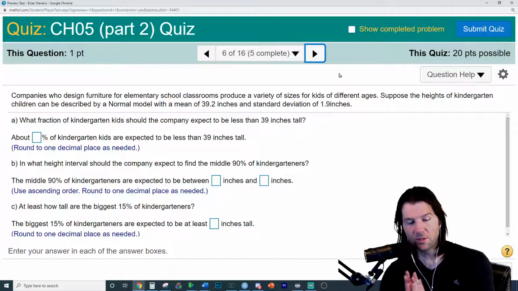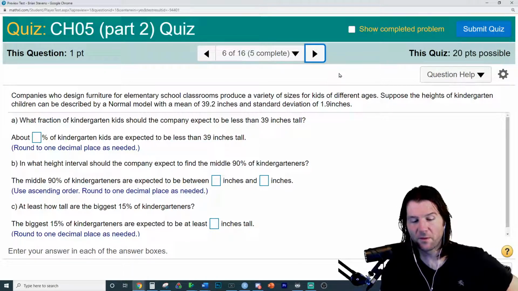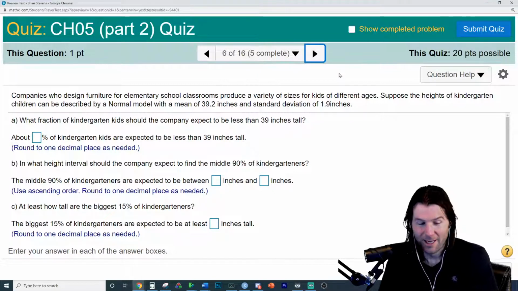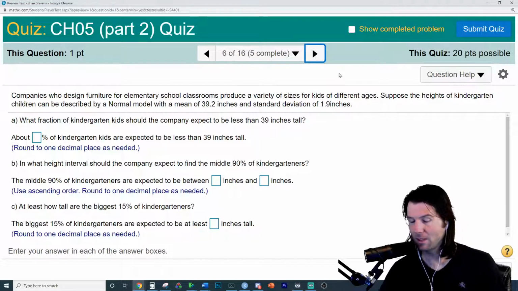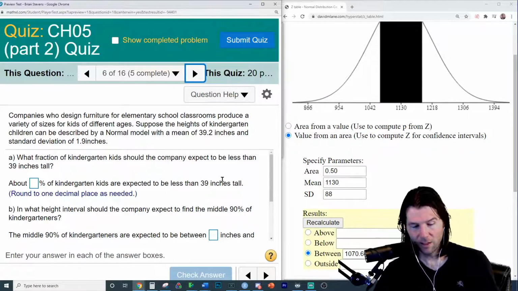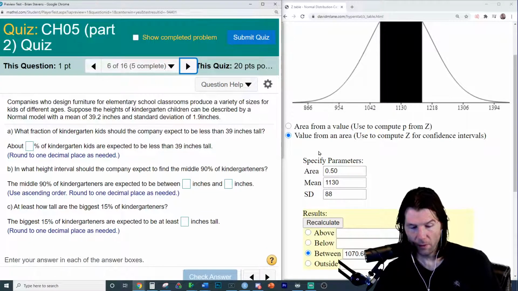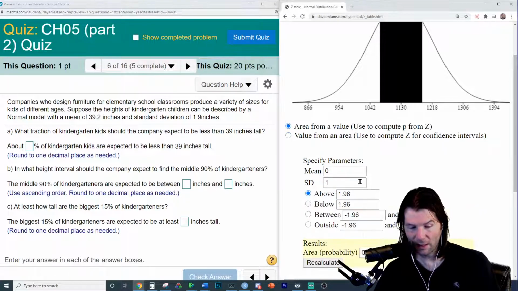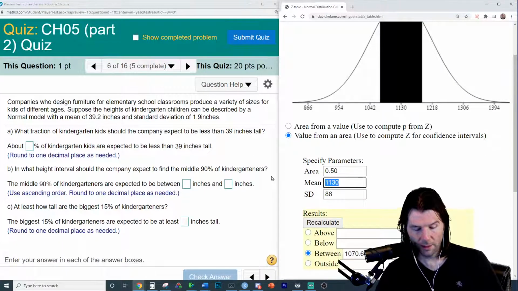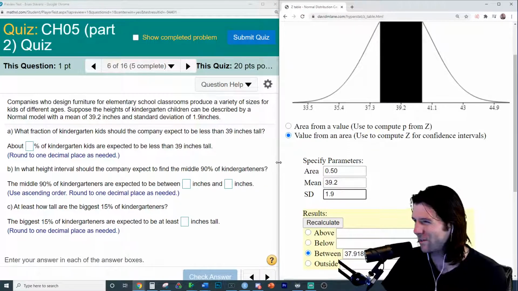Yay! Companies who design furniture for elementary school classrooms produce a variety of sizes for kids of different ages. Suppose the heights of kindergartners can be determined to be normally distributed with a mean of 39.2 and a standard deviation of 1.9. So we've got the mean and standard deviation. What are we going to do? We're going to go right back to David M. Lane. Let's make this a little bit smaller. There we go. And we're going to put in the mean and the standard deviation to both sides of this to make our lives easy. So 39.2 and 1.9.